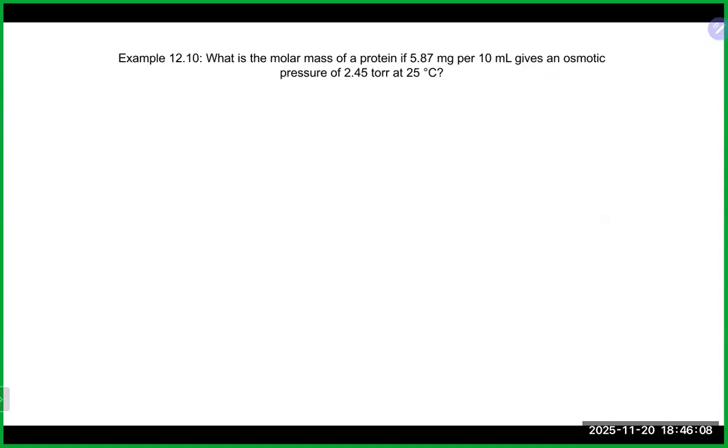So when we try to use that, what is the molar mass of a protein if 5.87 milligrams per 10 milliliters gives an osmotic pressure of 2.54 torr at 25 degrees Celsius? So this should be like a throwback question from gas laws. Molar mass, which ultimately we've got to get to grams per mole. So we read through here, we have a protein that is 5.87 milligrams. So essentially that is the grams part. We do need to convert it to grams, but that would get us there.